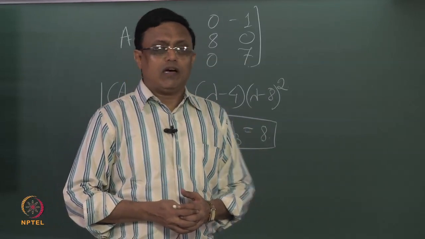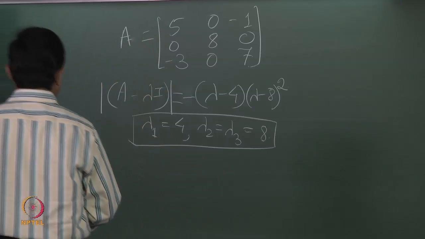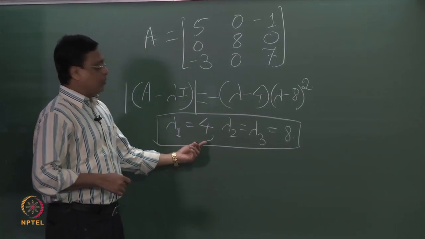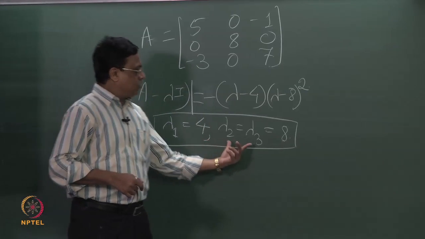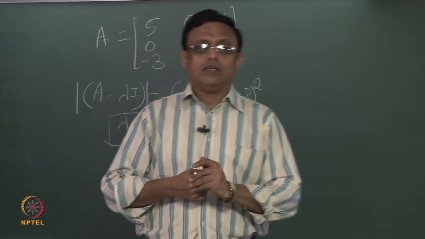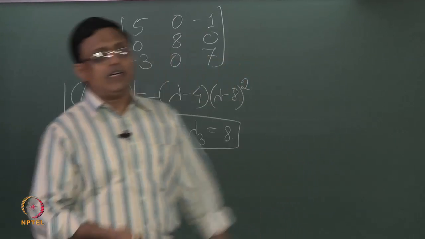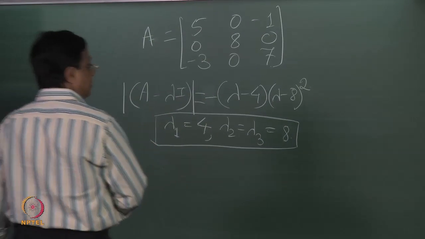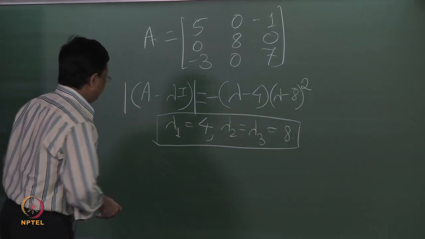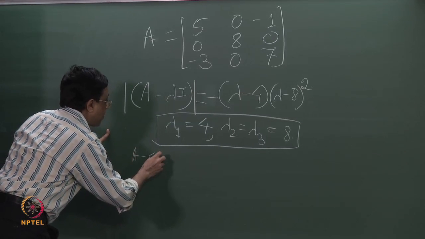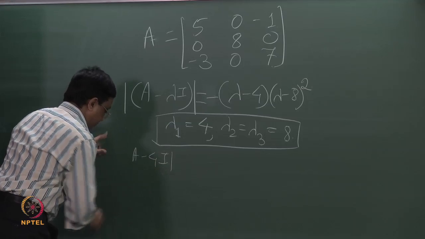The question that comes is how many eigenvectors? Well, you can expect from this now that this will give one eigenvector, all right, and this pair of equal eigenvalues will give another pair of eigenvectors. So, you should get 3 eigenvectors, okay. So, that is what you should do. So, let us try the first one, A minus 4 lambda, A minus 4 I.